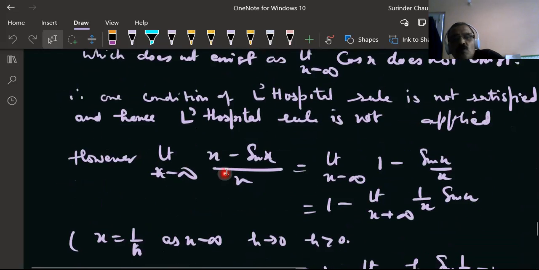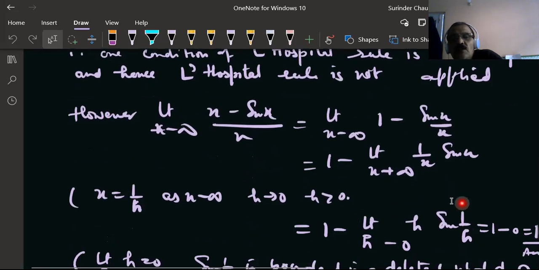Okay, limit as x goes to infinity of x minus sin x upon x. Separate the term x by x and sin x upon x; the limit of the sum is the sum of the limits. So this is equal to the limit as x goes to infinity of 1, minus the limit as x goes to infinity of 1 upon x times sin x. If f(x) is equal to 1 upon x and g(x) is equal to sin x, then sin x is bounded.